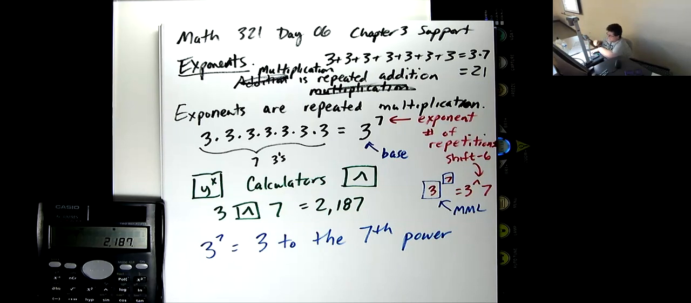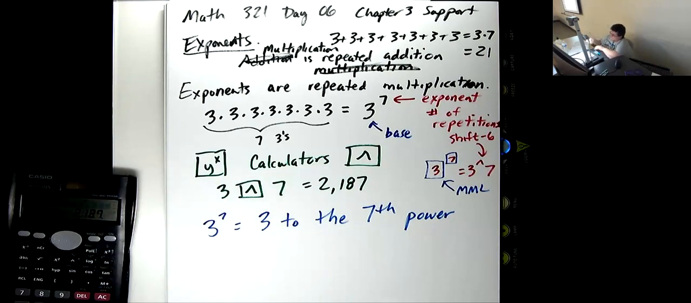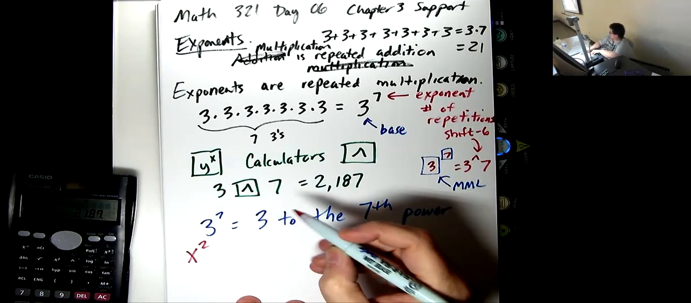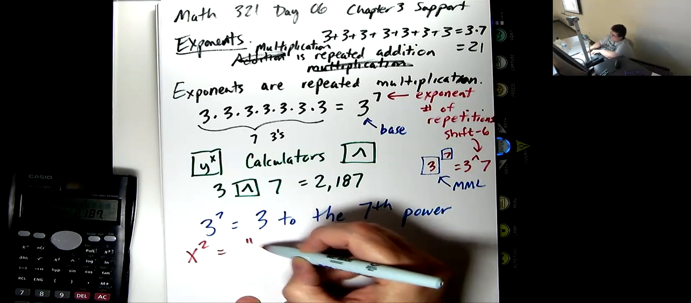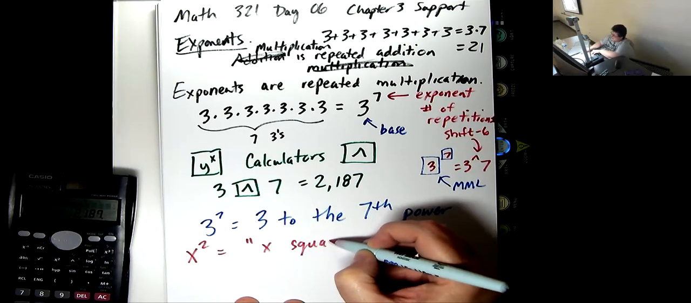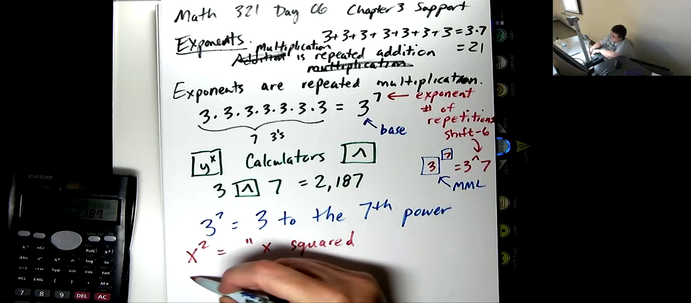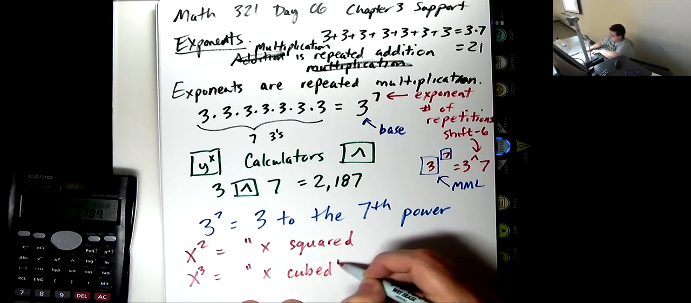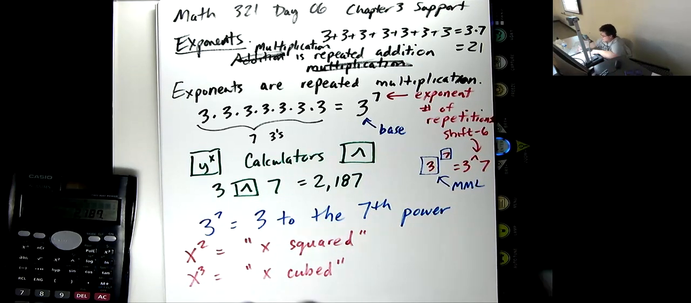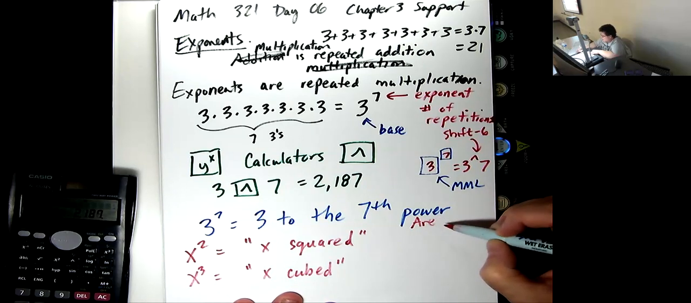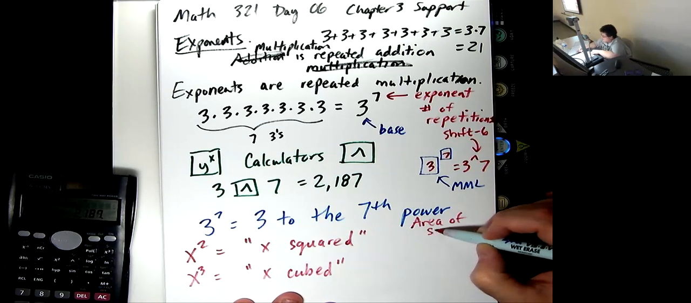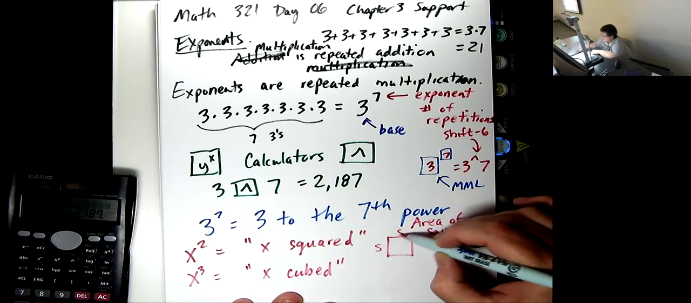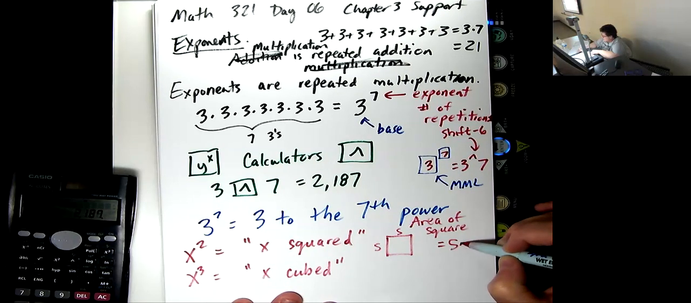All right, so there's a couple times where we don't say that. If we have something to the 2nd power, we don't say to the 2nd power, we say x squared. And the same thing with to the 3rd power, we say x cubed. This is related to the area of a square and a cube. Area of a square, if we have s on all sides, is s times s, or s squared.